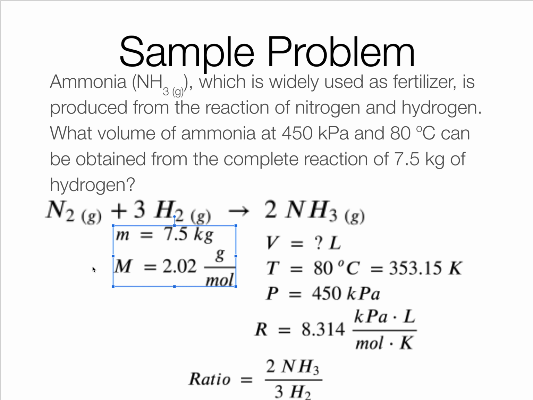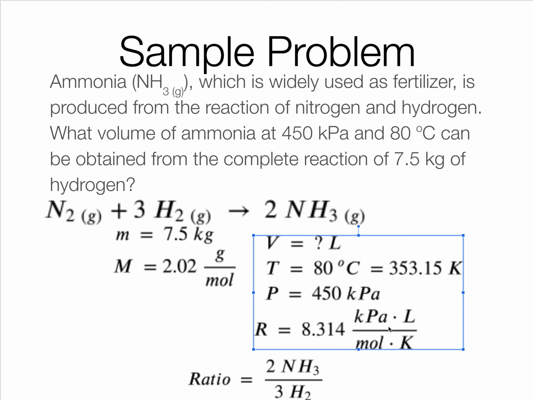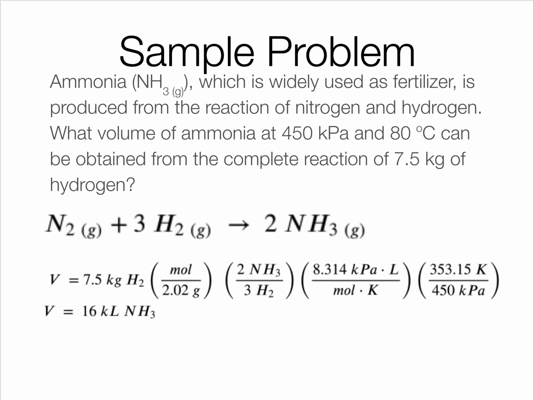I'm going to cancel out using the molar mass, cancel out using the ratio, and then I'm just going to work up this list. So I'm going to put in my R next so that I cancel out the moles. Then I just have to cancel out kPa and Kelvin, and that will leave me with liters in the end. And it will look just like this.